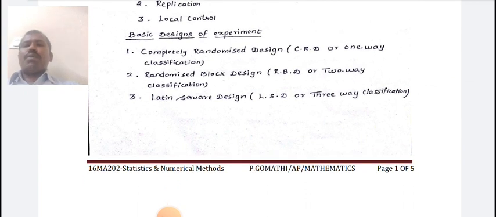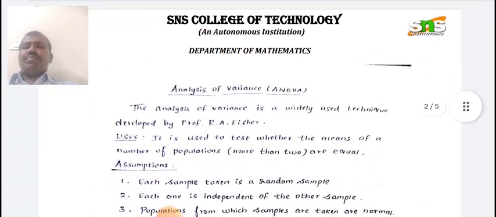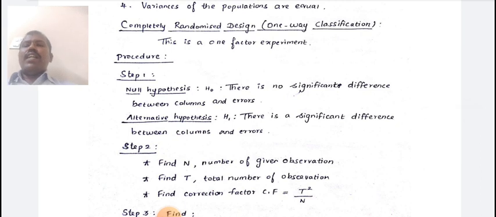There are three basic types of design of experiments. The first one is the completely randomized design, or one-way classification. The second one is the randomized block design, or two-way classification. The third one is the Latin square design. Today we are going to discuss the first one, the completely randomized design, one-way classification.